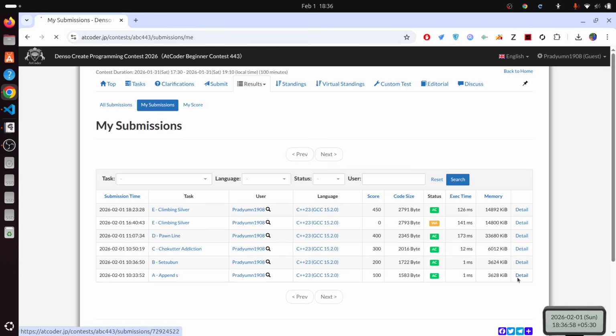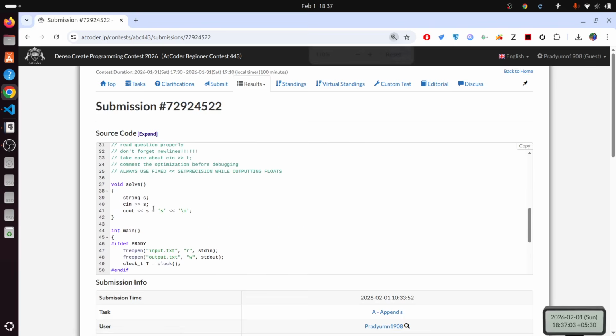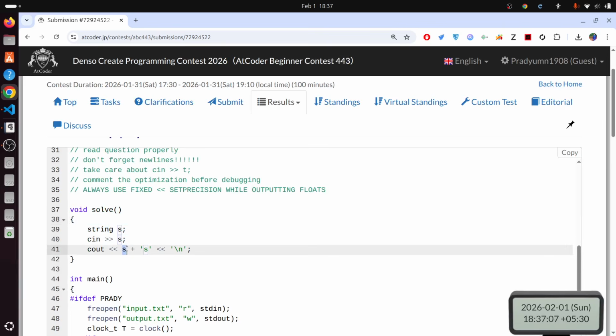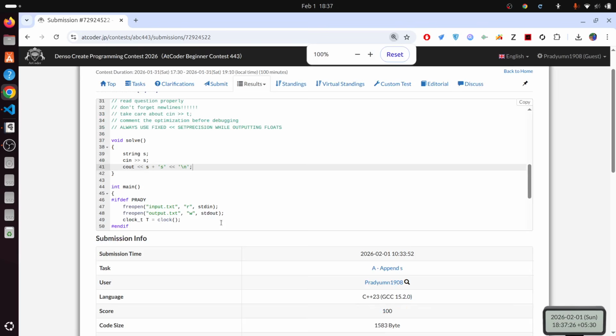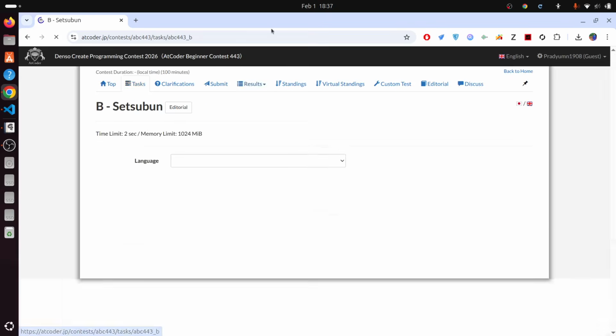So here's the code for first problem. So string S, cin S, cout S plus the character S, or you can see cout S then angular brackets and S, like you can basically use these things in place of the plus, same thing. Okay, so yeah, that was the problem A. It was very easy. Then we can go to problem B.